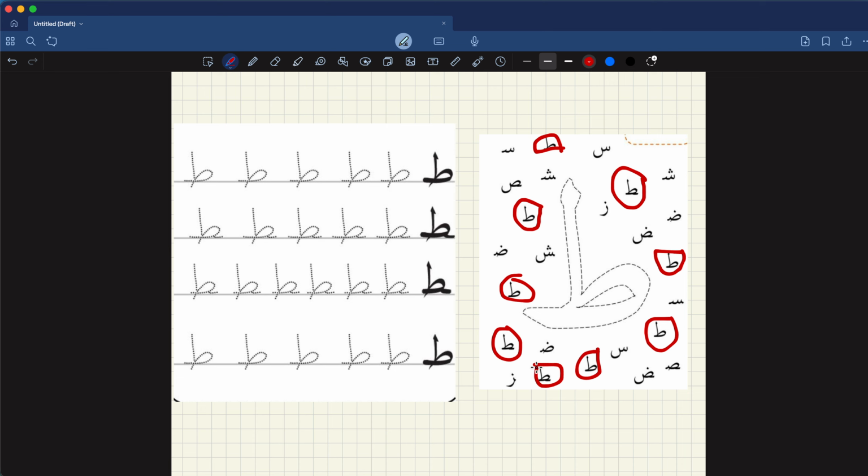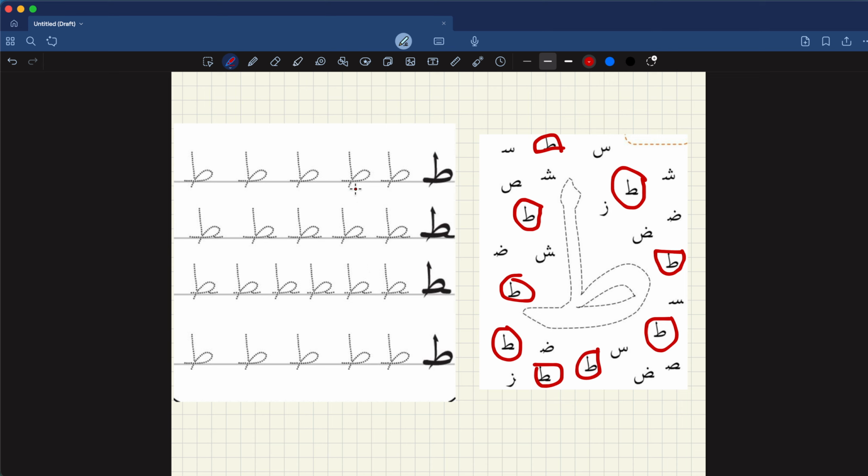We have other letters here: Sin, Shin, Sad, Dad, Zay. Very good. Finally, we will practice writing the letter Ta.